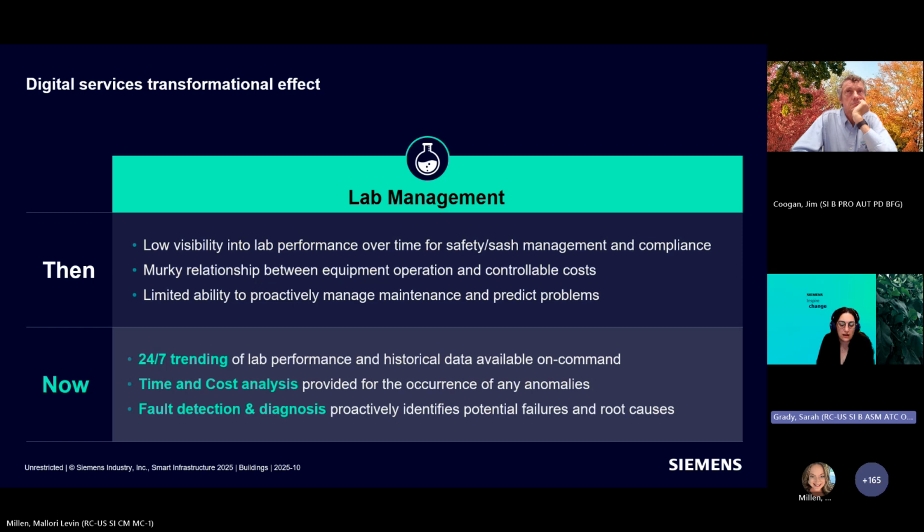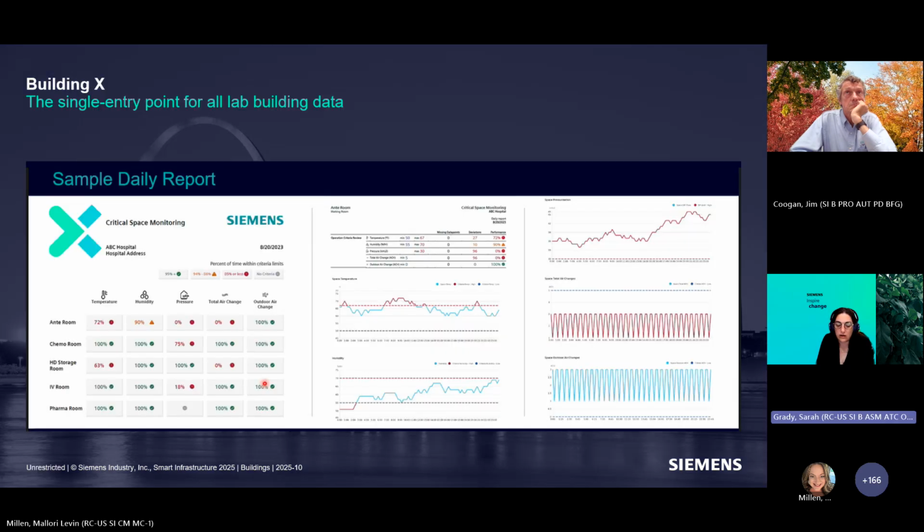You're going to be monitoring and recording events and highlighting operational issues. These might be things such as sashes being left open while the lab is unoccupied, or laboratories being operated in an unsafe manner. On the next slide, I've got an example. This is our critical space monitoring report, just one of the examples we have put together.